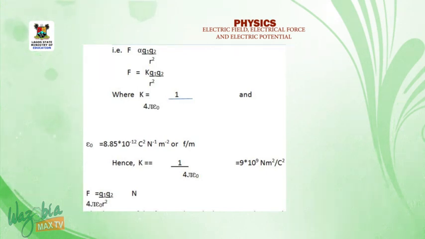If you go down further, force will now be equal to Q1 Q2 all over 4 pi epsilon naught r squared. The unit of the force is the newton. The direction of this force is along the line joining the two charges.